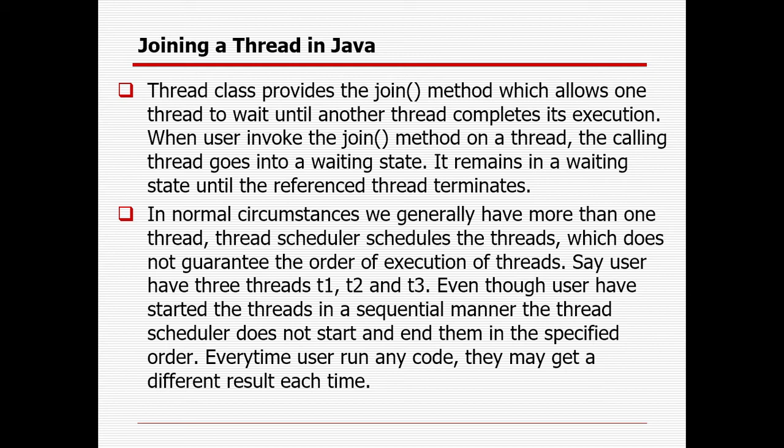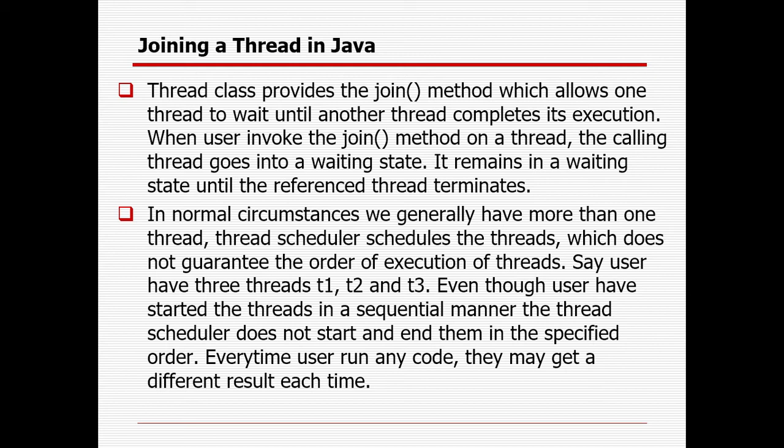But suppose there are three threads and you want to run them sequentially: thread 1 will start and complete, after that thread 2 will start and complete, after that thread 3 will start and complete, and then it will terminate. This cannot be done if you are not using the join method available in the Thread class.